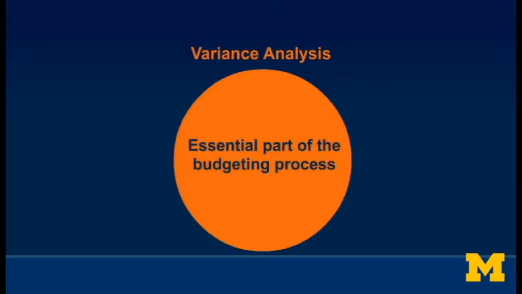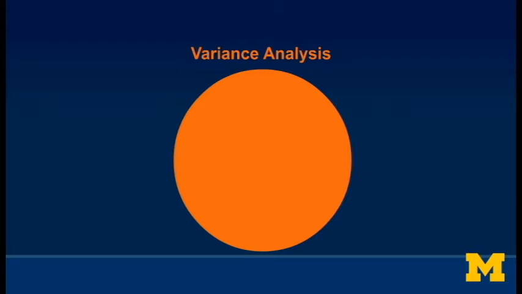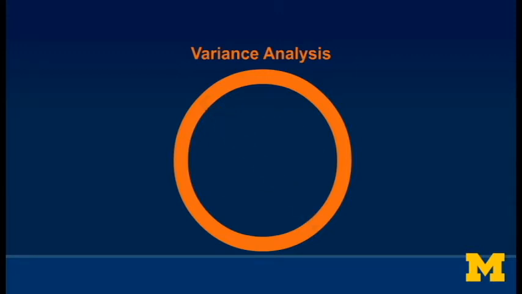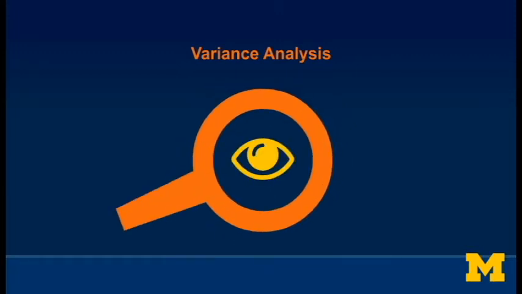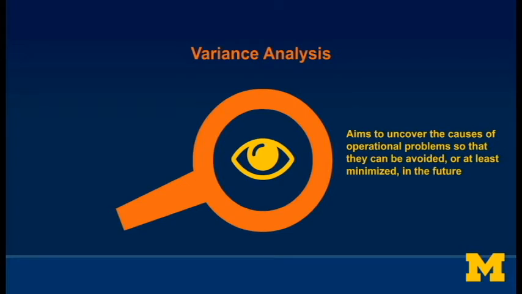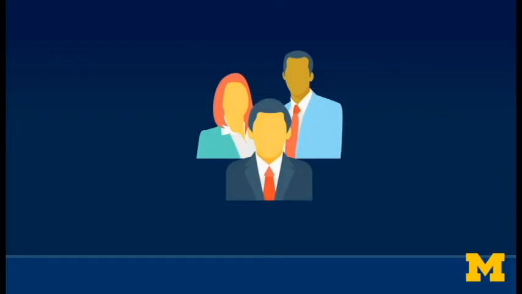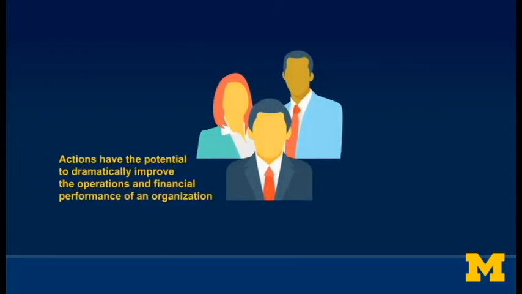Variance analysis is an essential part of the budgeting process. Its primary goal is not to assign blame for unfavorable results. Rather, variance analysis aims to uncover the causes of operational problems so that they can be avoided or at least minimized in the future. Actions taken by managers in response to variance analysis have the potential to dramatically improve the operations and financial performance of an organization.